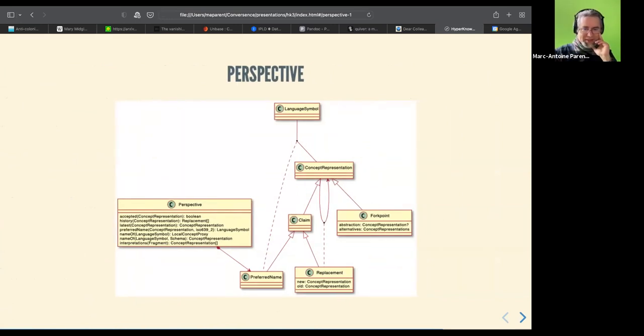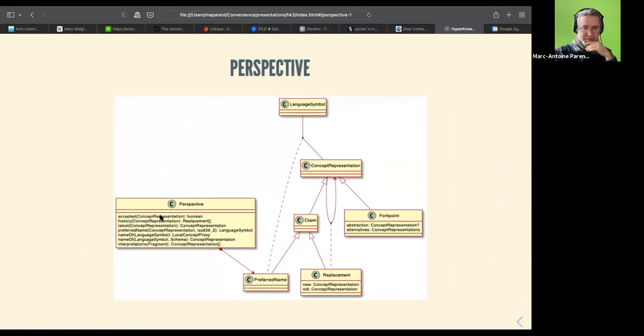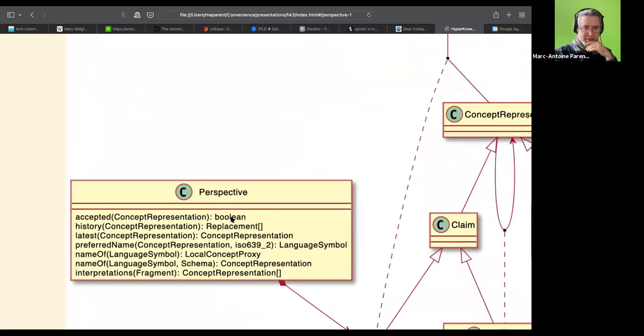I was working on this at the last second. So in a perspective, I can ask, was this concept accepted, and get a Boolean, and really it should be a generalized truth, but let's just go, it should include social truths, which I'll define another day, but let's just start with Booleans.